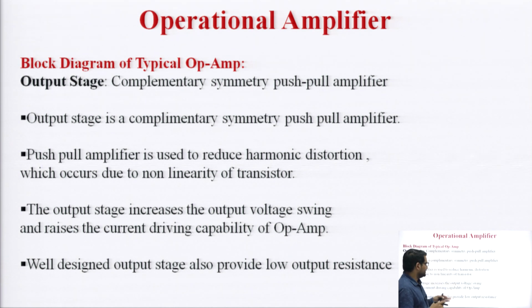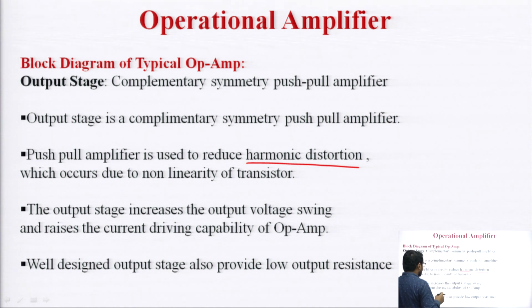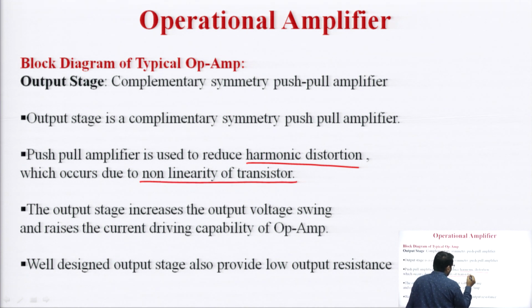At the output stage, we use a push pull amplifier, and the purpose of the push pull amplifier is to reduce the harmonic distortion. And why is harmonic distortion present at the output stage? Because of the non-linearity of the transistor. A transistor works in a non-linear mode or a linear mode. So, if we work in a non-linear mode, then harmonic distortion will be present at the output.